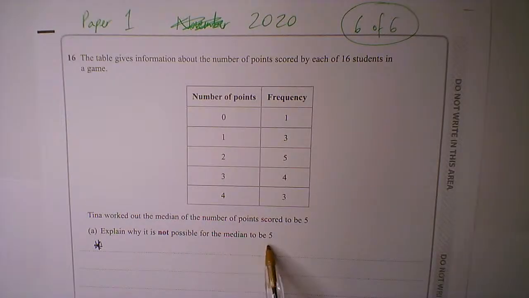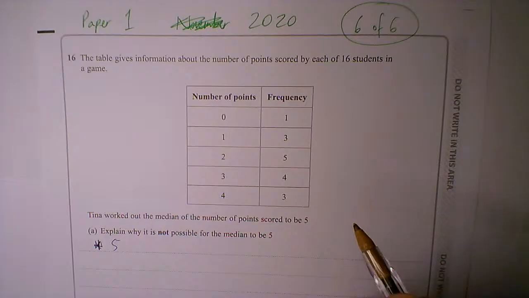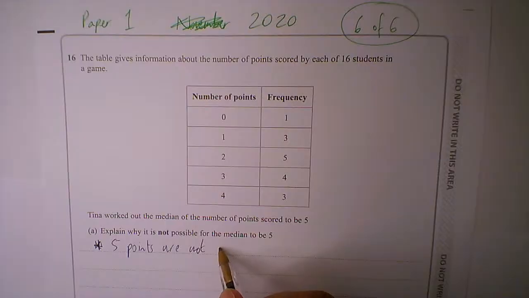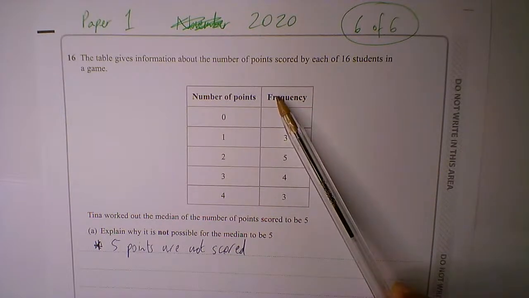Explain why it is not possible for the median to be 5. 5 points are not scored. So that's the first possible answer. All right, so sometimes in an exam, you just get into it. You look at the table and you get into it.